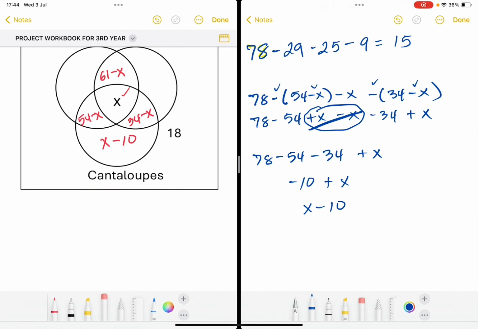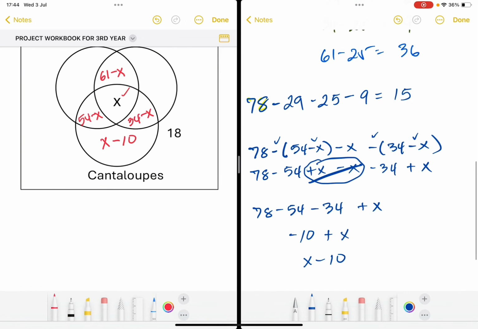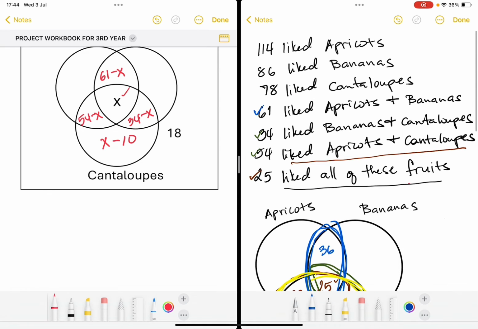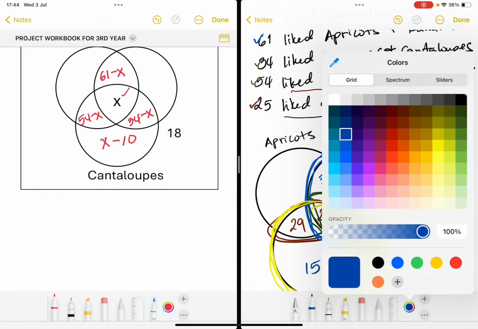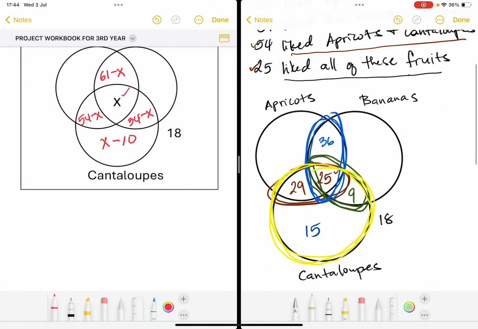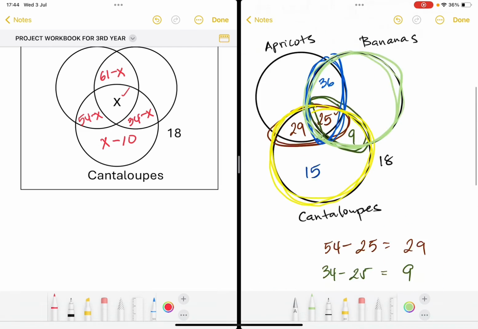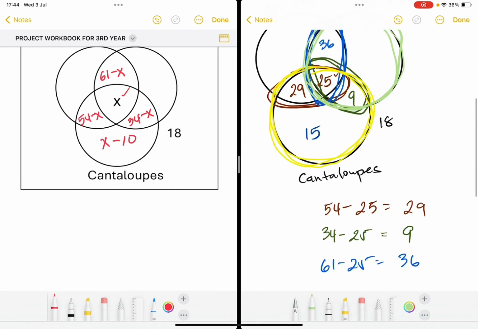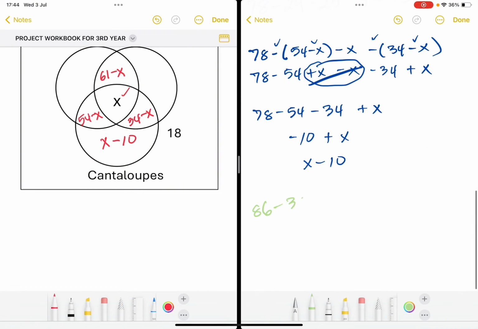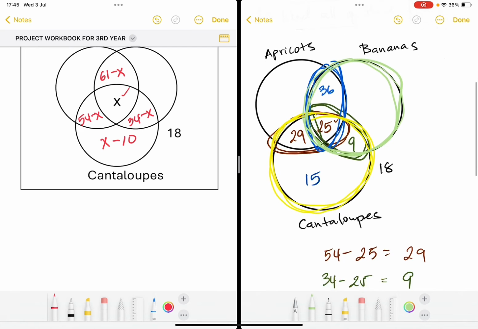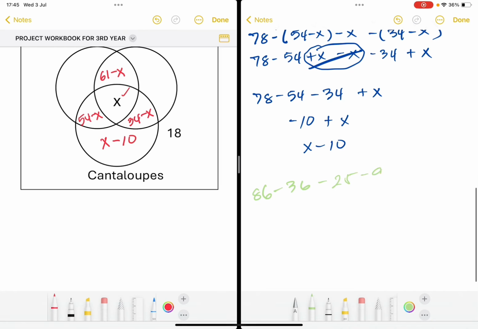Next one. So we are finished here. Next, 86 like bananas. Let us use green. 86 like bananas, so this circle, bananas. So we have 86 minus 36 minus 25 minus 9. So we have 16.